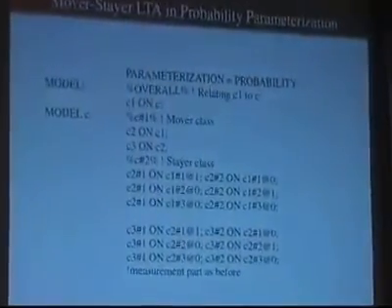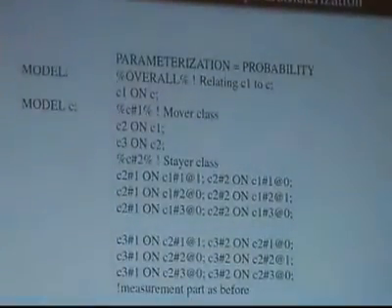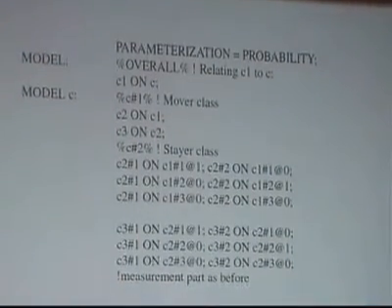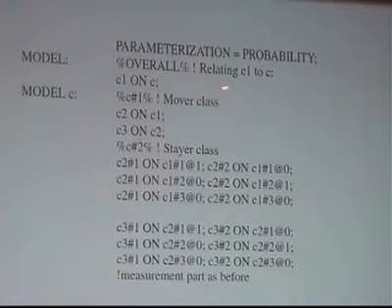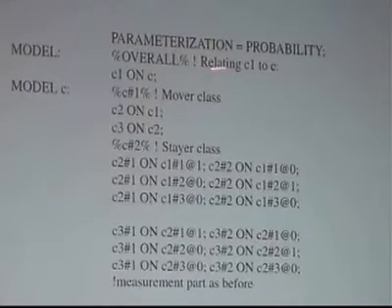And what we do is slightly different than in logistic parameterization. In the overall part of the model, we only relate C1 to C. That is this thing, C1 to C. In the logistic parameterization, we also talked about C2 on C and C3 on C, but that's not relevant in the probability parameterization. So it makes it very easy. You don't have something in the overall that then has to be combined with something in the mover-stayer specific classes.